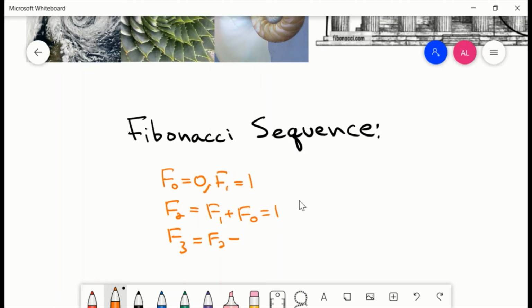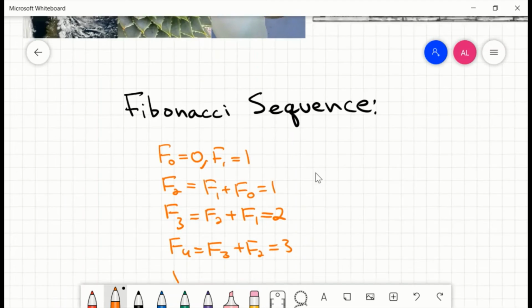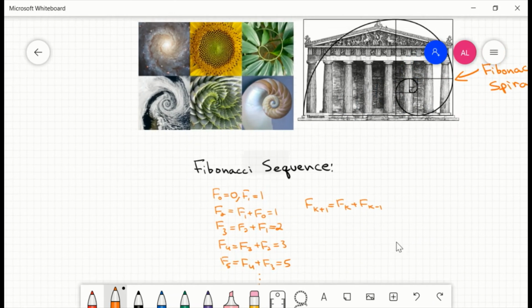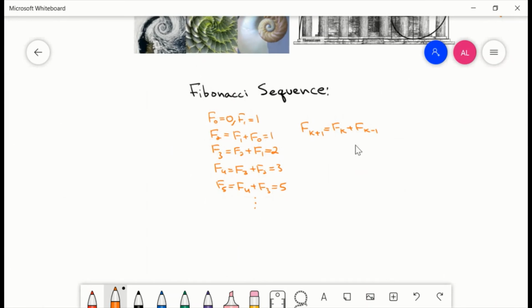In a similar manner, we get that f of 3 is f of 2 plus f of 1, which is equal to 2. And then f4 is f3 plus f2, which is equal to 3. And then so on. We can just do this forever. F5 is equal to F4 plus F3, which is equal to 5. Then F6 is 8. F7 is 13, and so on and so forth. And basically, we can just say that f of k plus 1 is equal to f of k plus f of k minus 1.